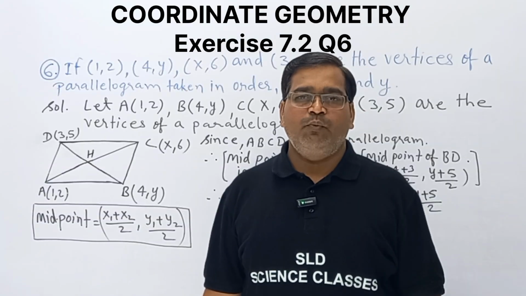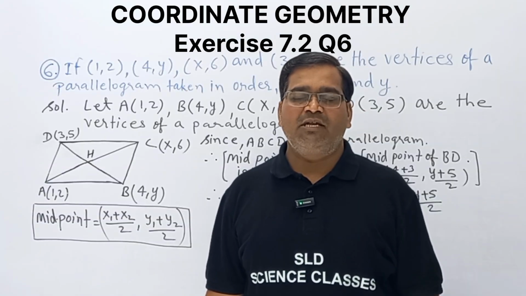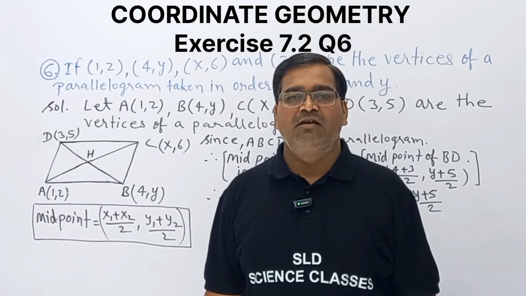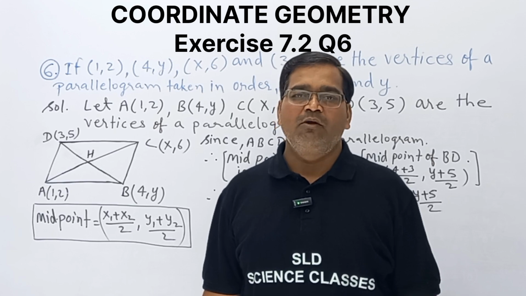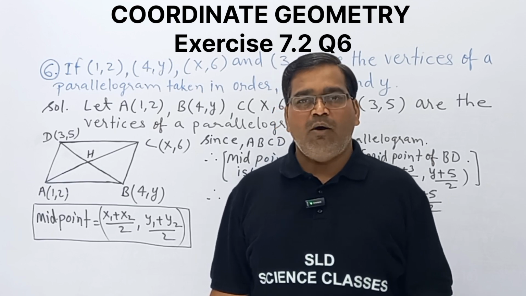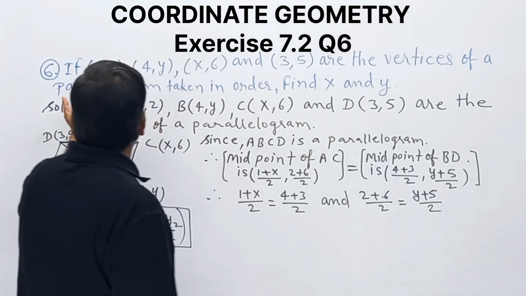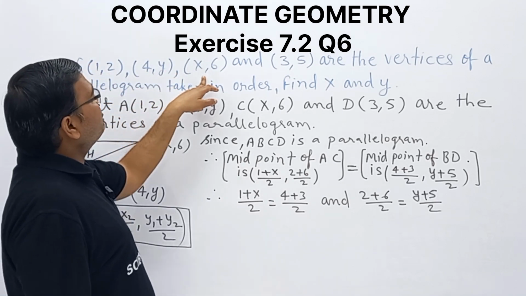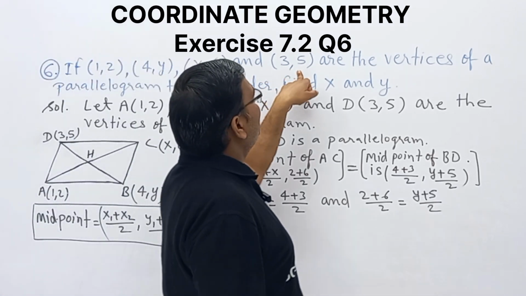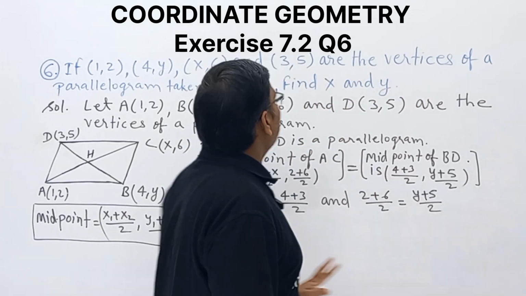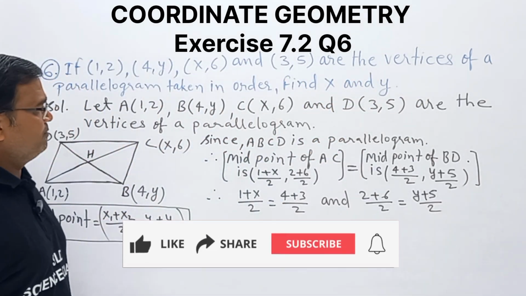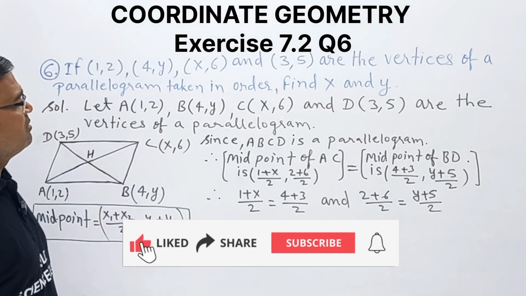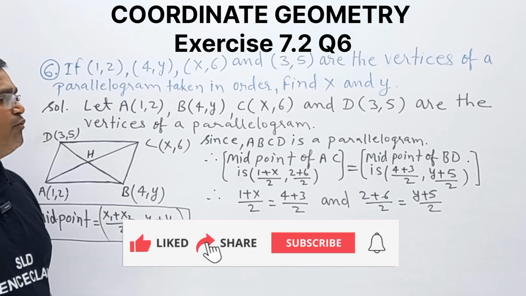In this class, we are going to discuss question number 6, exercise 7.2, coordinate geometry. Observe this question. If (1, 2), (4, y), (x, 6) and (3, 5) are the vertices of a parallelogram taken in order, find x and y.